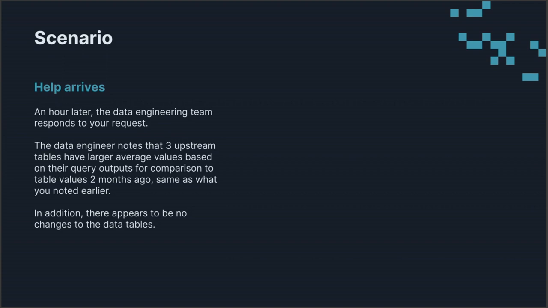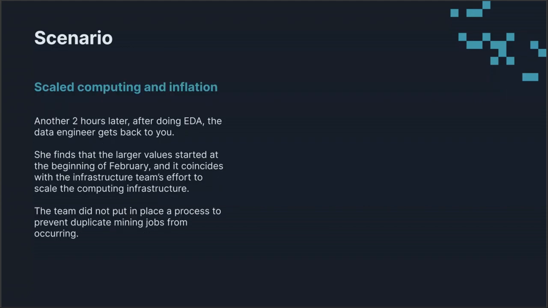And there also appears to be no changes to the data tables themselves. So it's really the values. And they decided that they wanted to do more exploring to see what's going on. Another 2 hours later, the data engineer gets back to you again, and she says she finds that the larger values started at the beginning of February and coincides with the infrastructure team's efforts to scale the computing infrastructure.